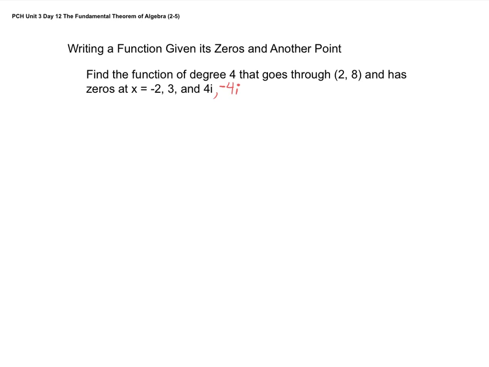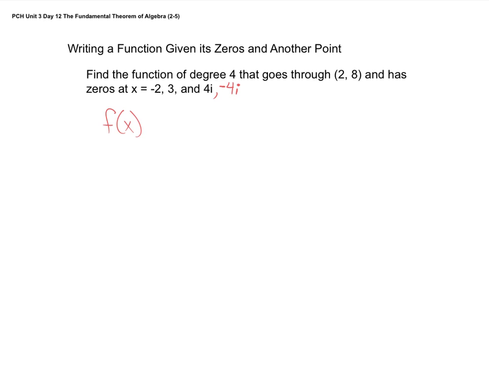Very good. I said it was a degree 4 polynomial, and I only gave you 3 zeros. So automatically we know something's wrong here. We're missing that 4th zero. Here's the fact of the matter: there are an infinite number of functions that have those 4 zeros. That's why we have a specific point we want to hit. There's only one of those that will hit the point (2, 8).